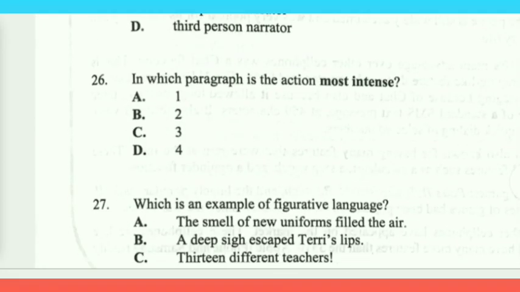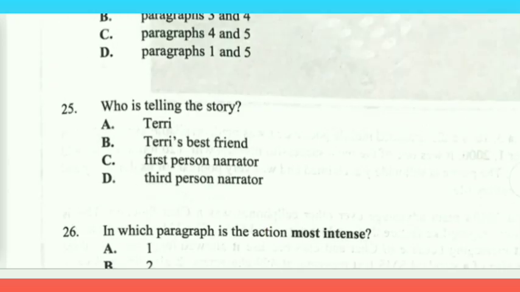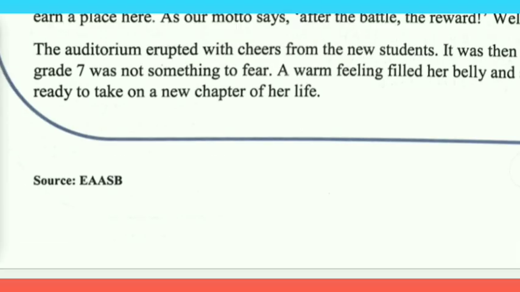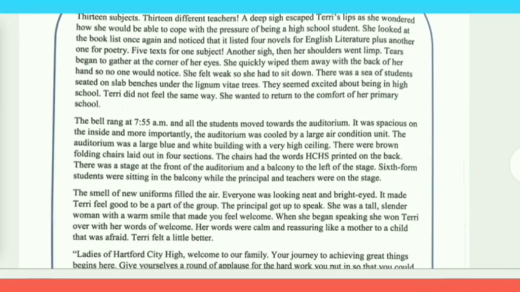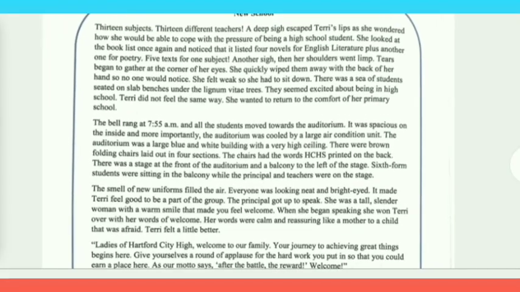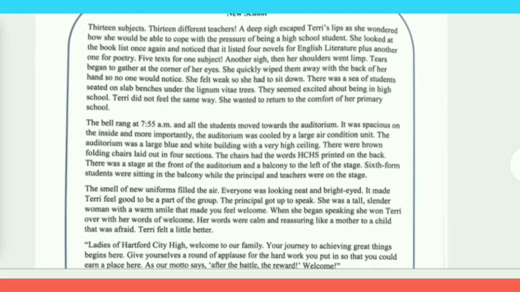26. In which paragraph is the action most intense? Is it paragraph 1, which is A, B says it's paragraph 2, and C says paragraph 3, D saying it's paragraph 4. Which one shows it being most intense? You know what I mean by intense? High. Alright? Which one would you say, guys?